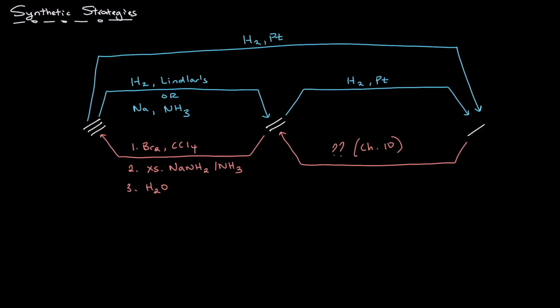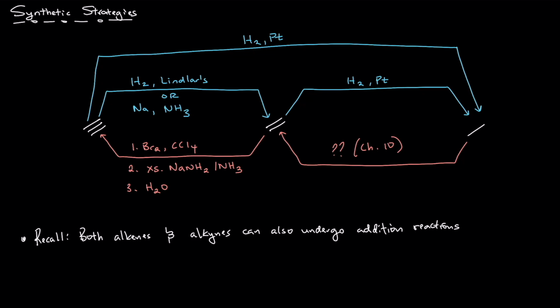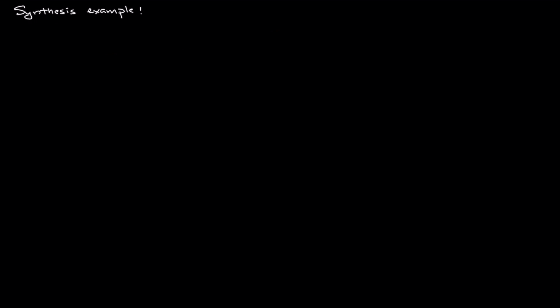We don't yet have a method of converting from an alkane to an alkene, for example. However, in chapter 10, we're going to discuss these methods and incorporate that into our synthetic strategies. And then recall that both the alkenes and alkynes can also undergo addition reactions. It's important for you to remember that each of these different core circles in your synthesis maps can actually spread out. So now let's look at an example of proposing synthetic pathways.